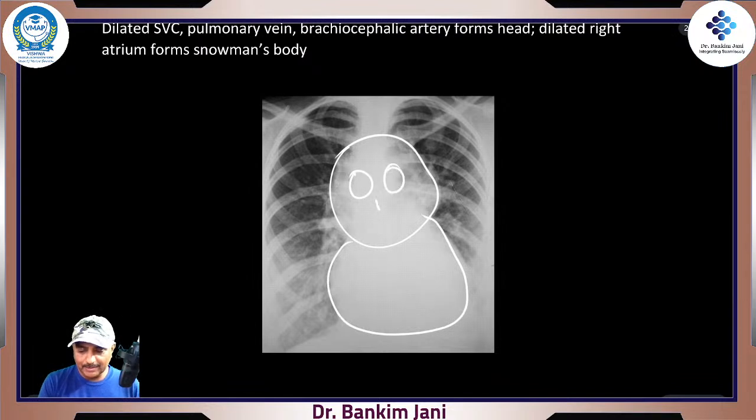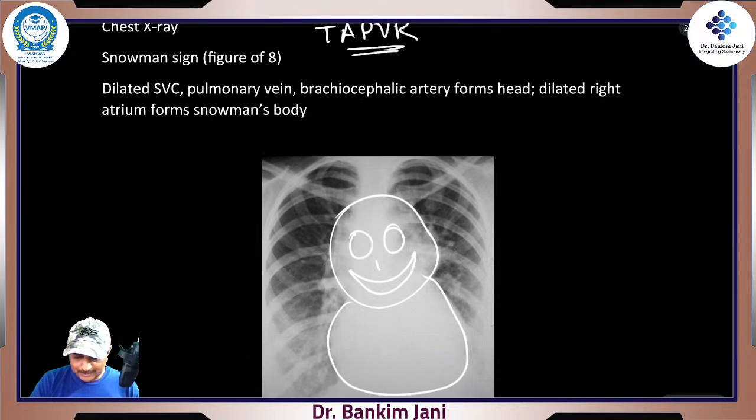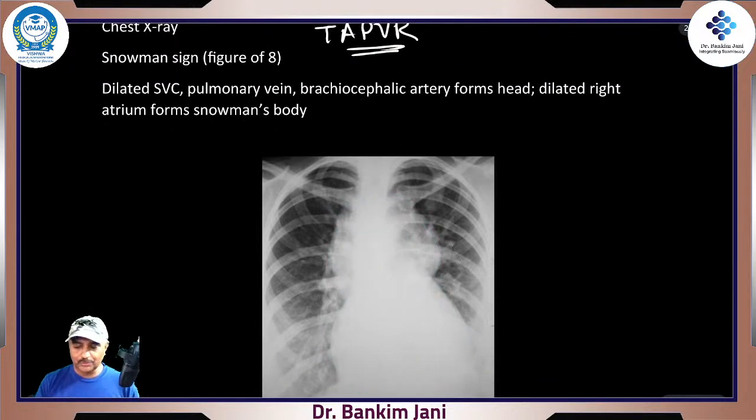So, that's the snowman, right? So over here, you will find why this snowman sign should really occur. So this is like the snowman sign. Dilated superior vena cava here, pulmonary vein, right? Brachiocephalic artery above, right? They actually form the head, right?